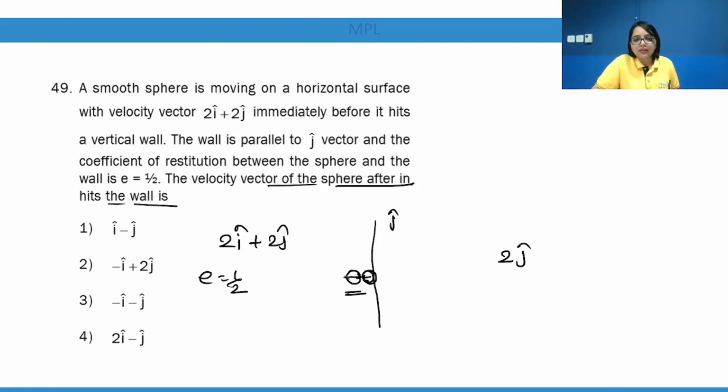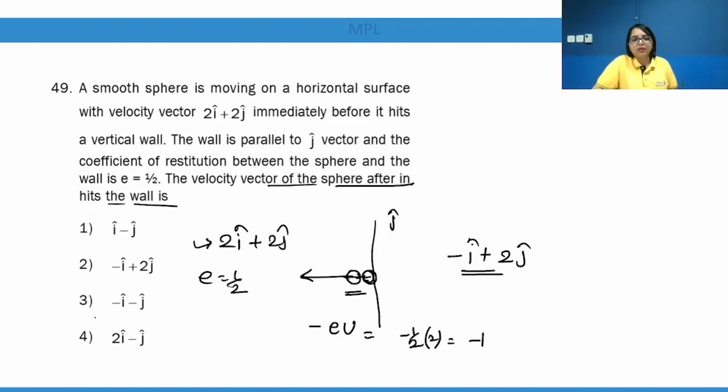And after hitting this wall, it will move in this direction. So its velocity will be minus eU after collision, which is minus 1 by 2 into u, which is initial velocity along x-axis, which is 2. So it is minus 1. So this is minus i cap plus 2j cap. Right. So correct answer is option 2, minus i cap plus 2j cap.